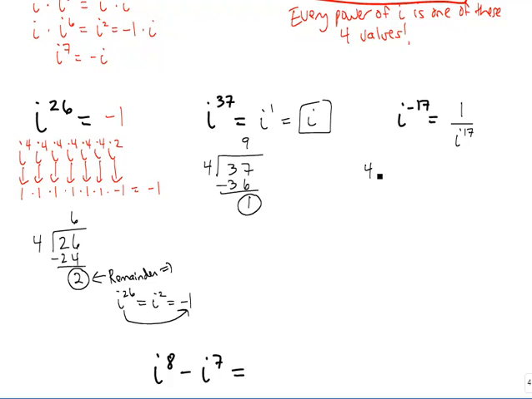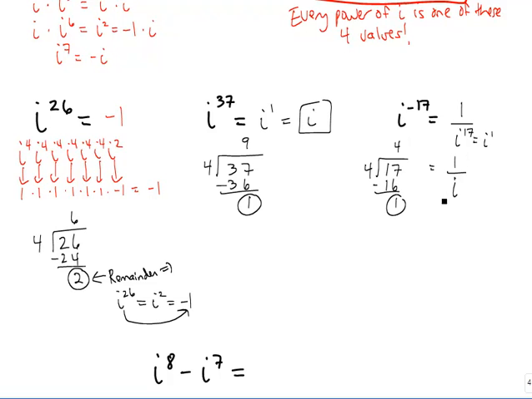So let's divide 4 into positive 17. 4 times 4 is 16, so I'm going to get a remainder of 1. That means that i to the 17th is the same as i to the 1. And i to the 1 is just i. So i to the negative 17 is the same as 1 over i.